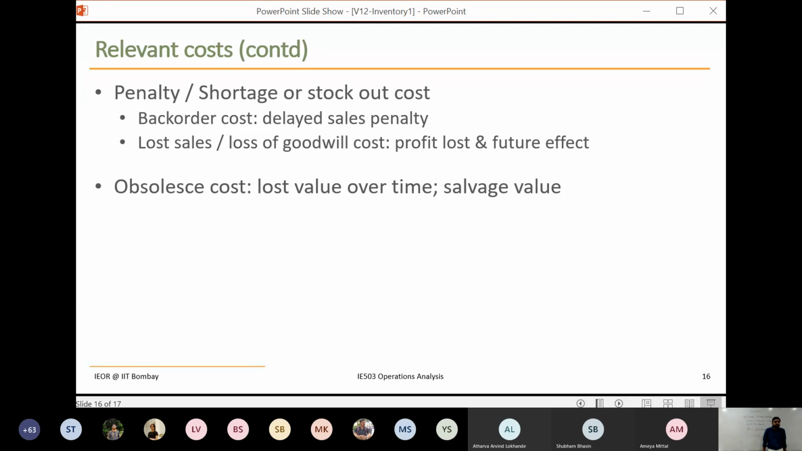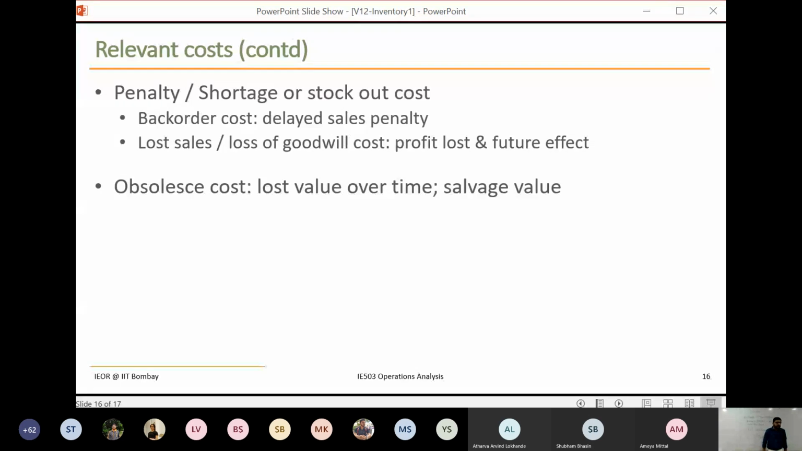Lost sales and loss of goodwill, as I told you, are not just about the immediate loss of sale, but can also affect future profit. If you go to the shop twice and it doesn't have what you want, you will probably not go there the third time, right? So future profit is also lost for that company. These are tough to estimate, but notionally we can see that there is some penalty cost out there. We'll try to consider it in our model, and we'll see how to calculate it later.